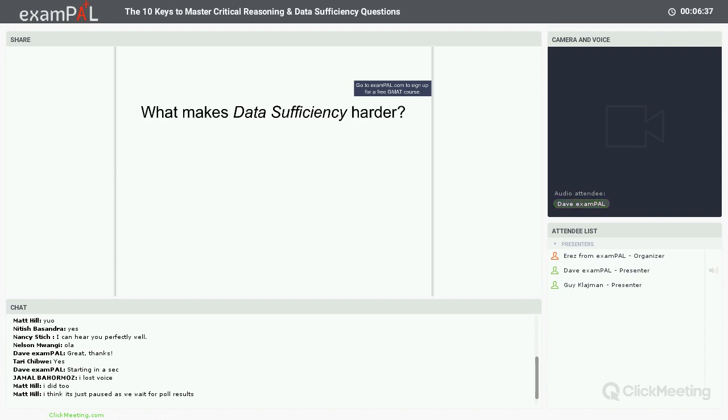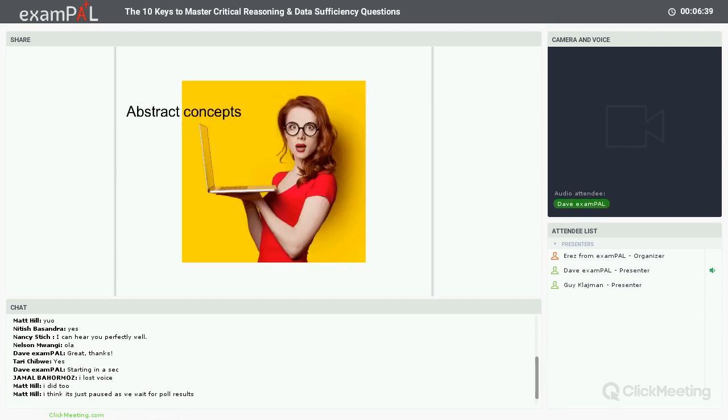Just before we dive in, let's talk really fast about what makes data sufficiency so hard, and harder than other questions. The first thing is what we call abstract concepts. Data sufficiency often asks us to use abstract logical thinking. We don't have to solve questions, which is what we're hardwired to do, but we have to use logic to figure out whether questions can be solved, which is simply not what we're used to doing.